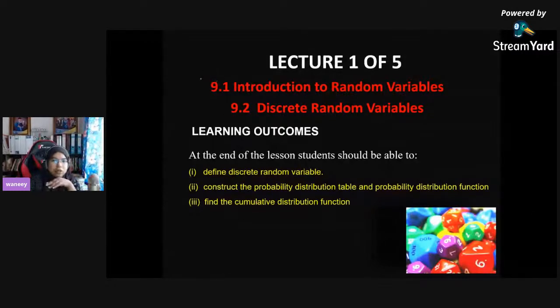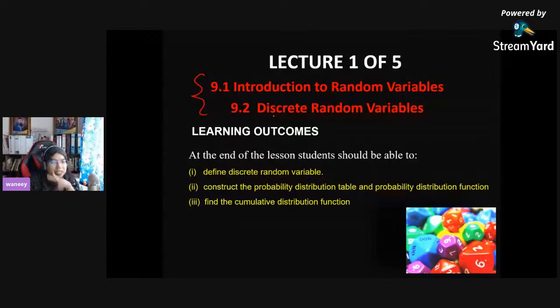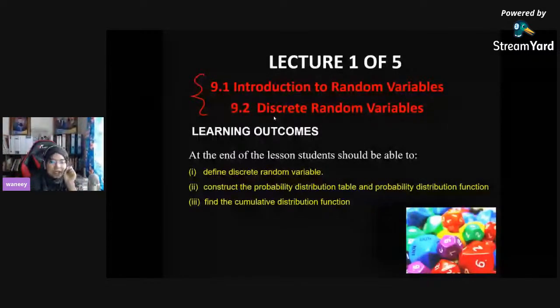So our focus for today is firstly on the introduction to random variable and then discrete random variable. Until the second lecture, we are going to do the discrete random variable, where in this lecture I'll proceed until the expectation as well as the variance. Okay, so let us start with lecture 1.